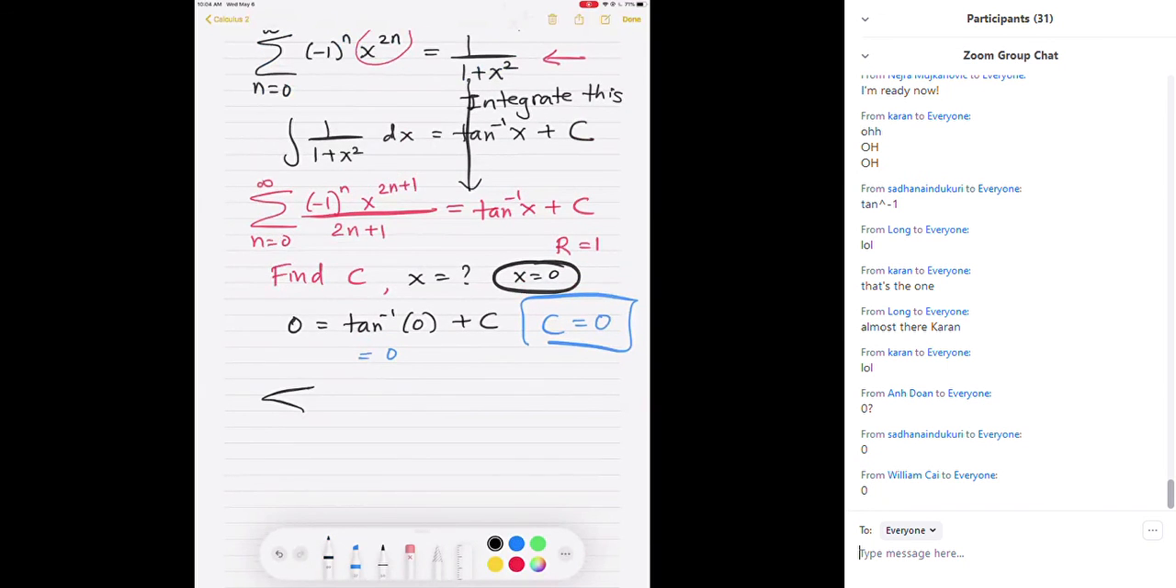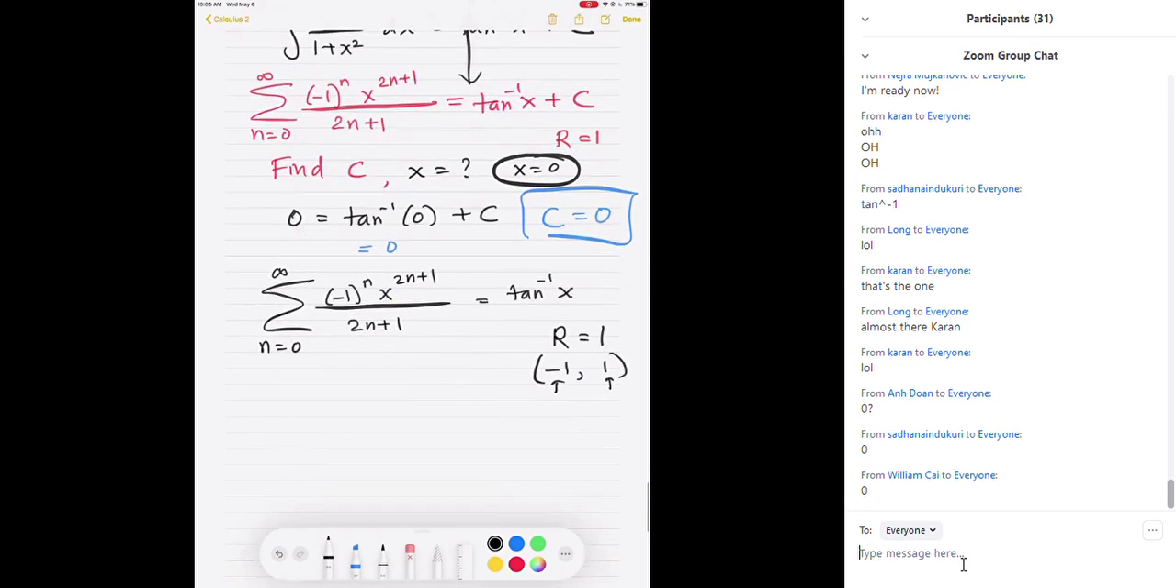So now you're saying the sum of negative 1 to the n, x to the 2n plus 1 over 2n plus 1 is tan inverse x. The radius is 1, so I can put any value between negative 1 and 1, isn't it? So here is one value that I want to put. I want to put x equals 1 over square root of 3.